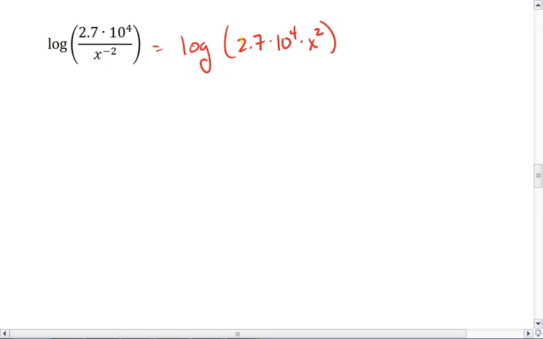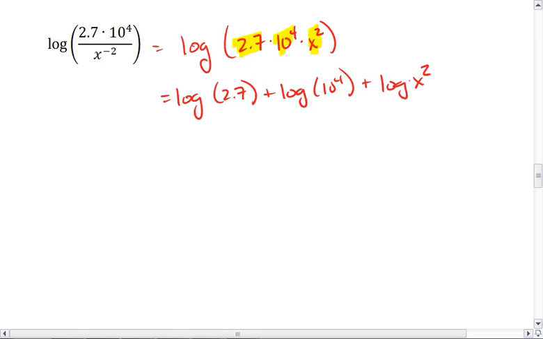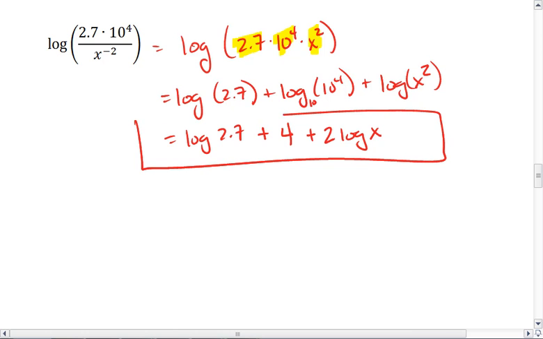What we see is we have multiplication with 3 terms. We get log of 2.7 plus log of 10 to the 4th plus log of x squared, which equals log of 2.7. Remember, log is log base 10, so log base 10 of 10 to the 4th is just 4, plus 2 log x. And that is our final answer.